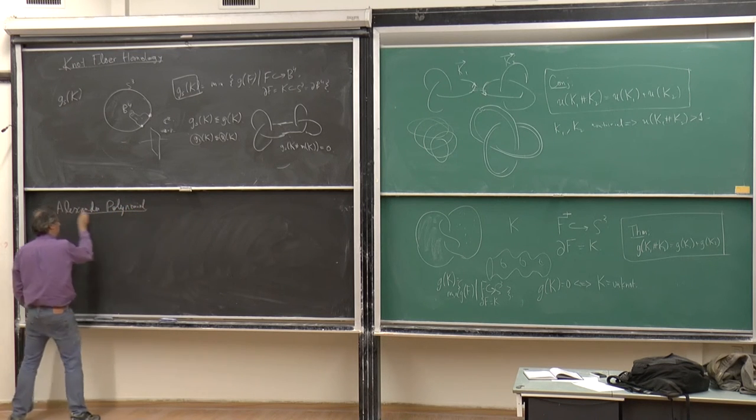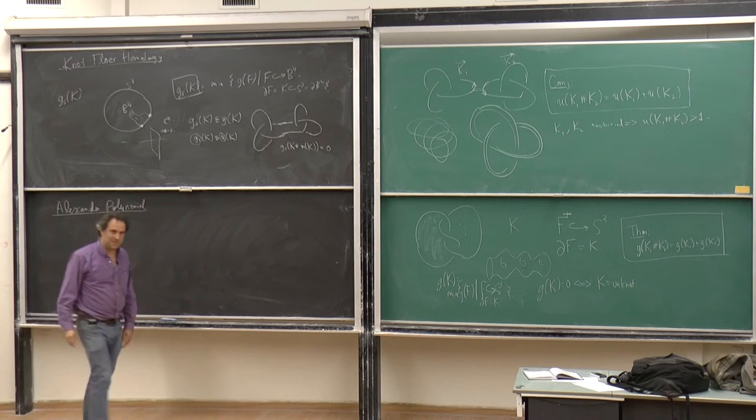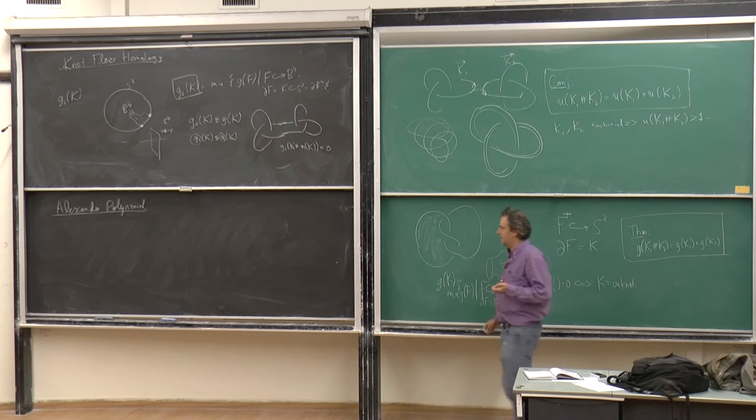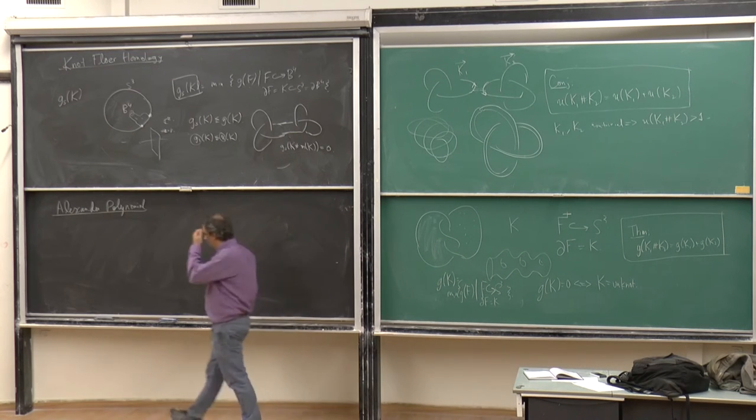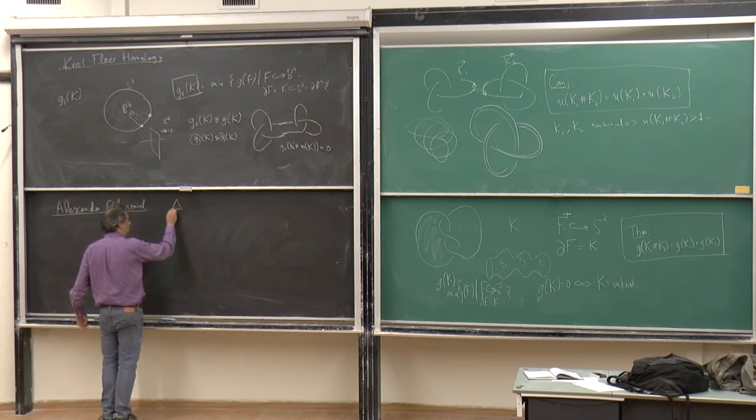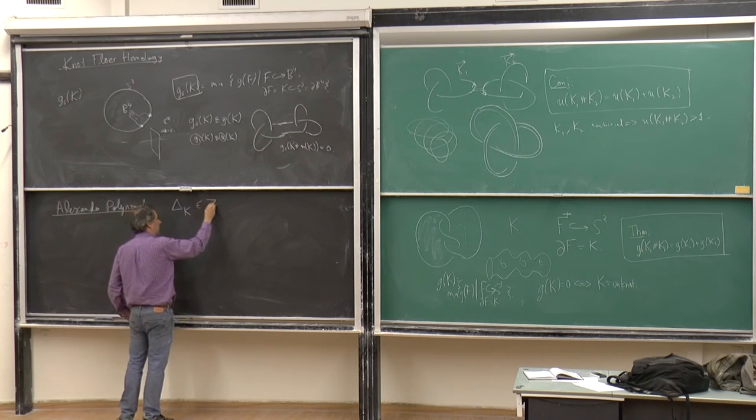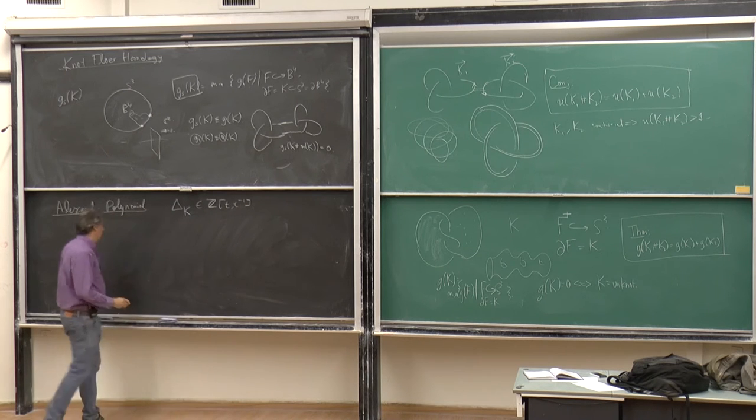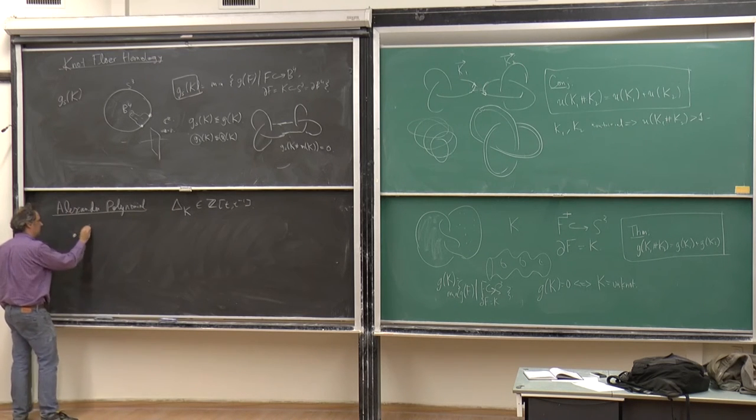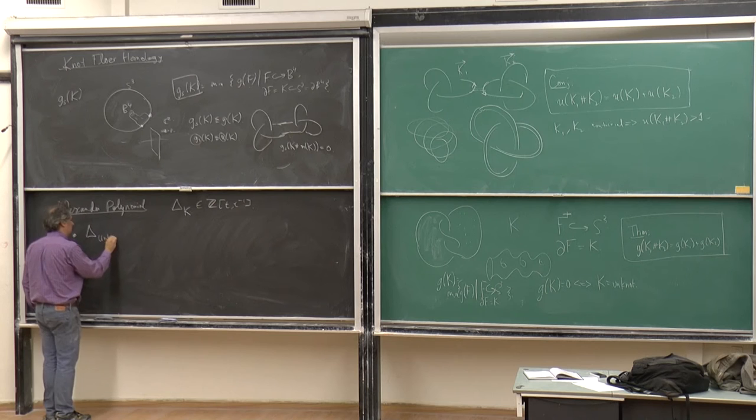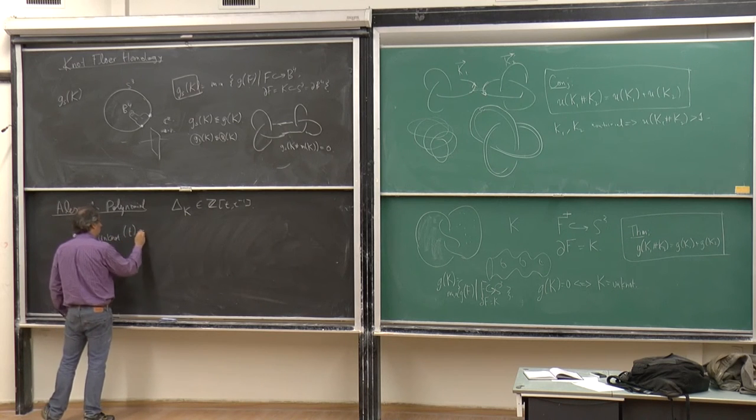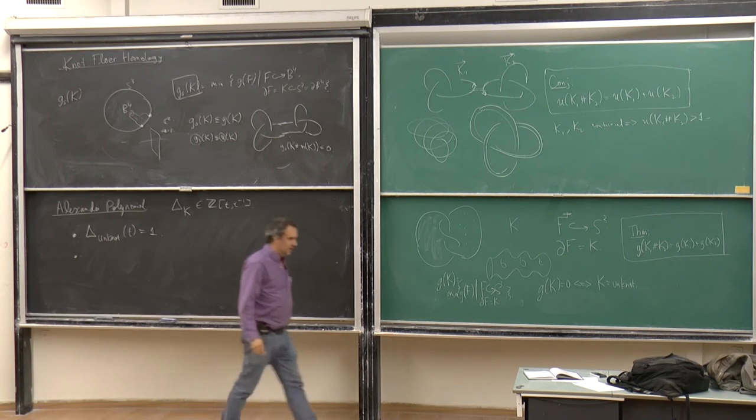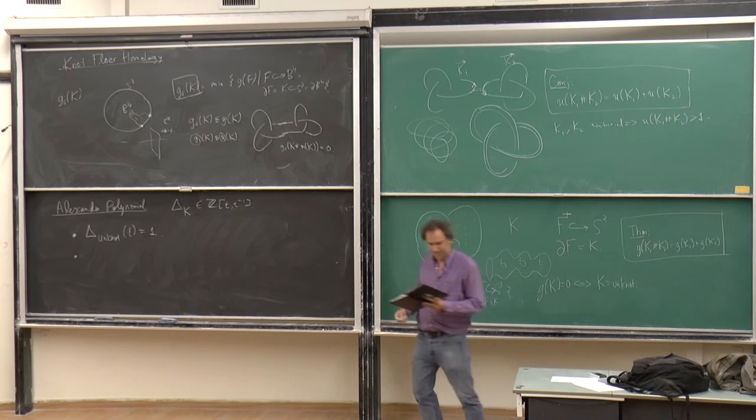And I'm going to give Conway's very elegant characterization of it. So the Alexander polynomial of a knot is the unique invariant of knots that satisfies the following properties. It's an invariant which is a Laurent polynomial in a formal variable t, and it satisfies the normalization condition that for the unknot we get the constant one function. And the second is called the skein relation, and it looks like this.